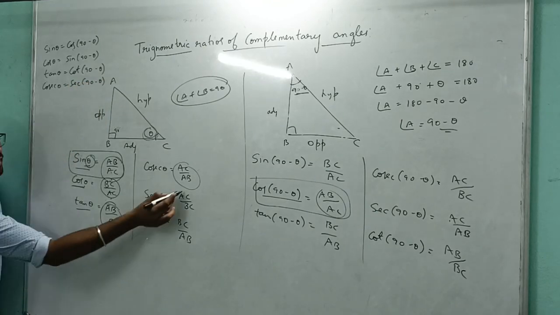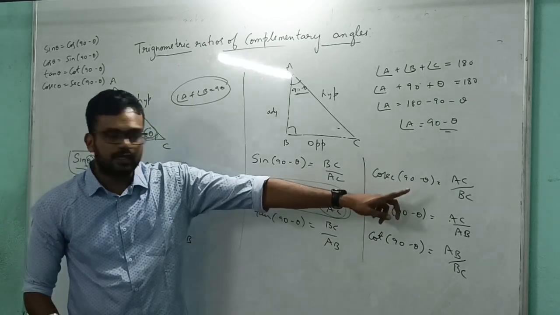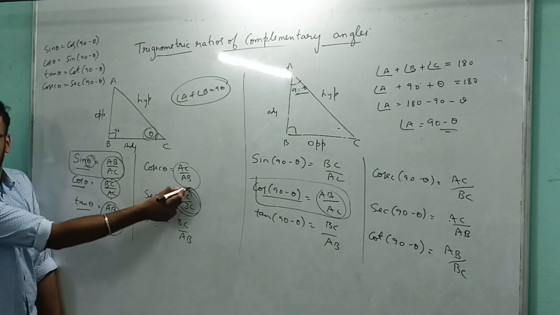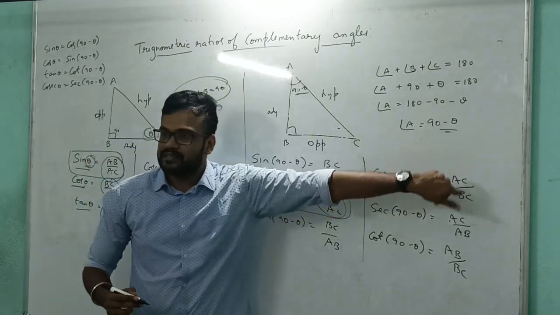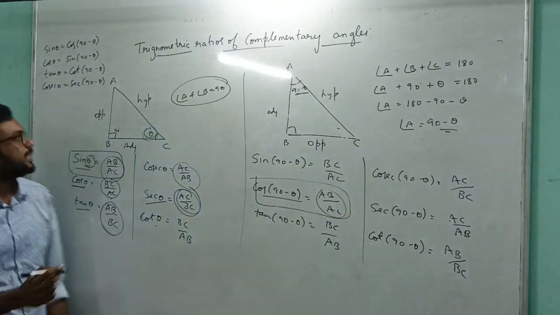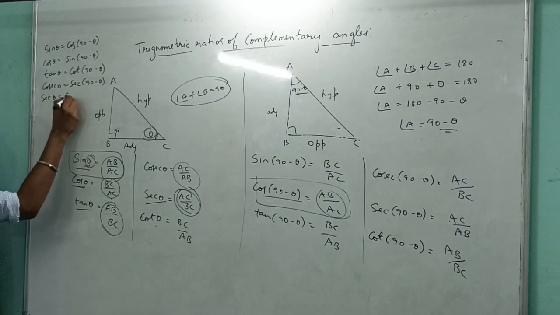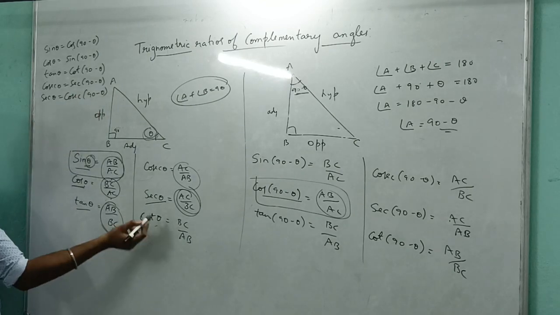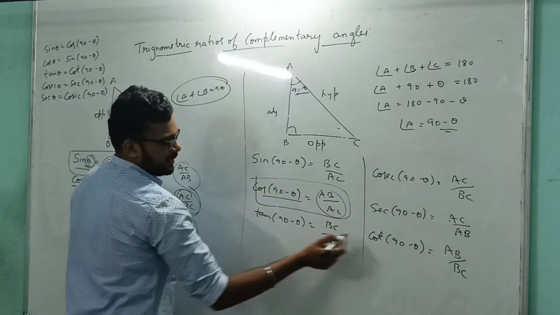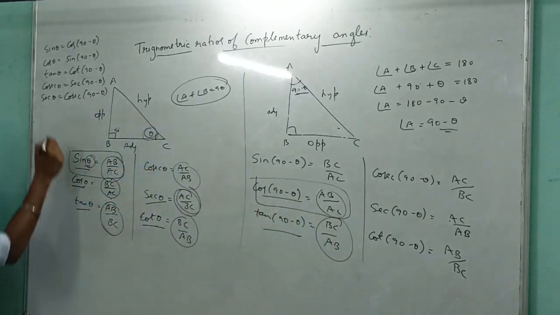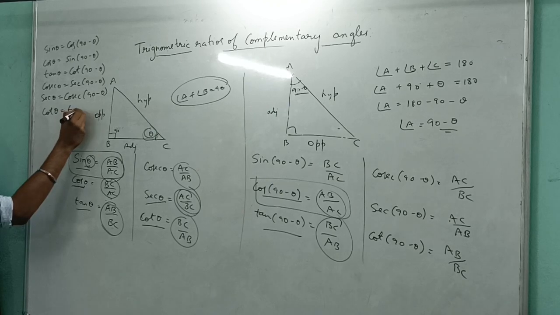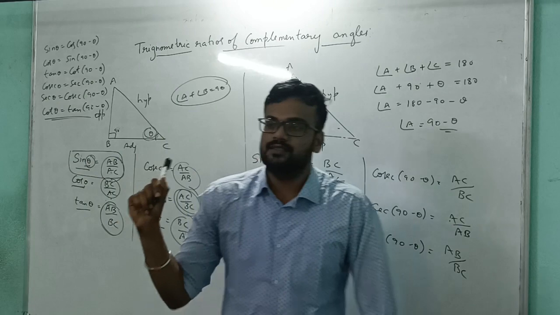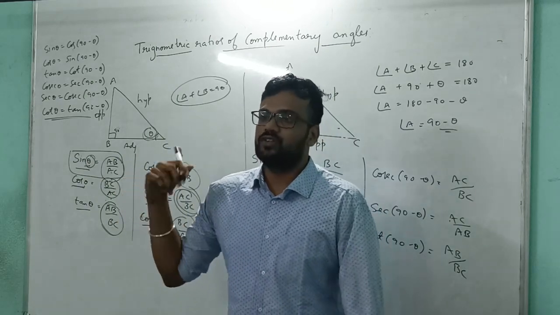What else is there? AC by BC. Where do I have AC by BC here? Cosecant 90 minus theta. Here secant theta is AC by BC, and here AC by BC is for cosecant 90 minus theta. So can I write secant theta is equal to cosecant 90 minus theta? What is left now? Cot theta and tan 90 minus theta. So cot theta will be equal to tan 90 minus theta. This is what happens when you take trigonometric ratios of complementary angles.